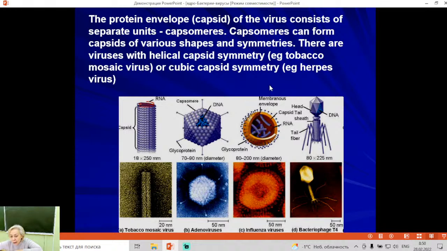The protein envelope, the capsid of the virus, consists of separate units, capsomeres. Capsomeres can form capsids of various shapes and symmetries. There are viruses with helical capsid symmetry, for example, the tobacco mosaic virus, and cubic capsid symmetry, for example, herpes viruses. And on this slide, you see a lot of shapes of viruses: tobacco mosaic viruses, adenoviruses, influenza viruses, and bacteriophage. Picture and electron micrograph.